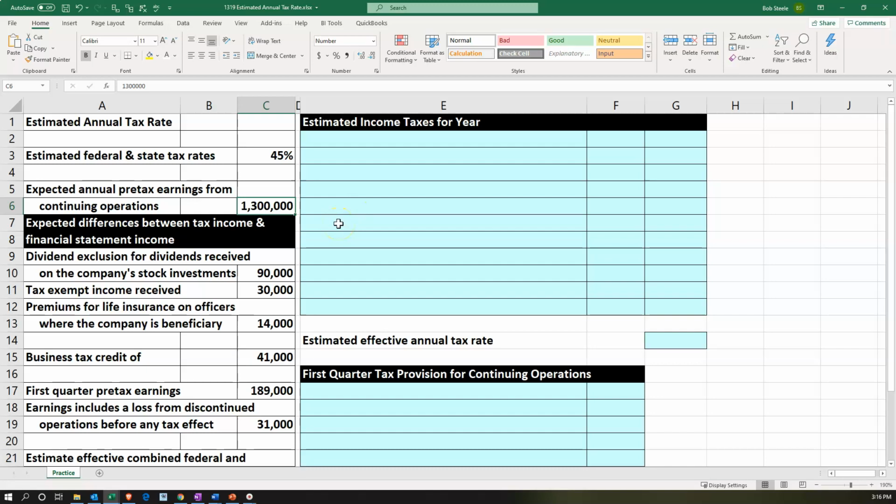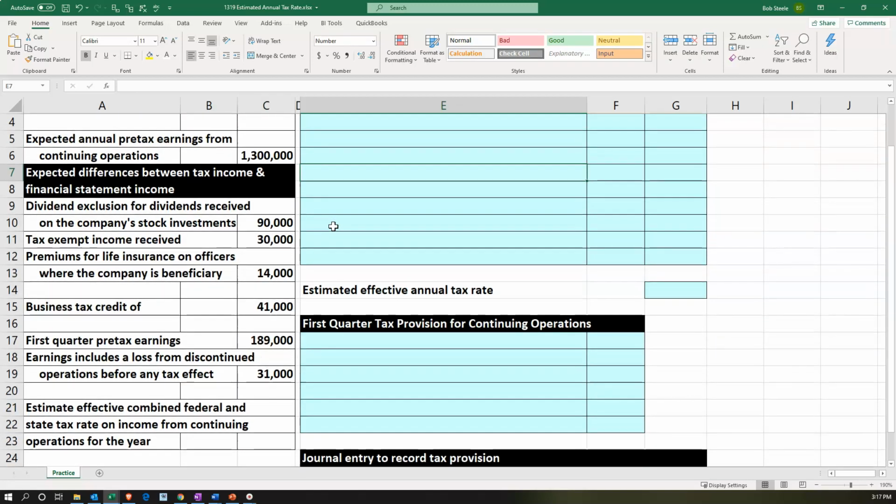Expected differences between tax income and financial statement income. So you could think about this. You're going to say, all right, if I'm going to figure this out, the first step I've got to figure out is the expected annualized income. We've got to think about what the total taxes would be, the federal and state total income taxes. Then we want to think about the differences between the income for taxes and the income for the financial statements, to take that into consideration when we apply the tax effect and the tax calculation.